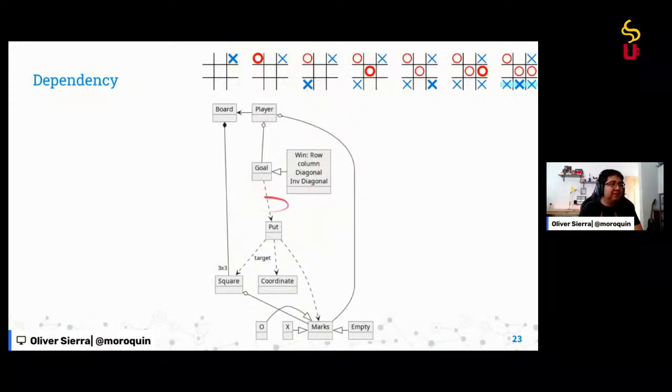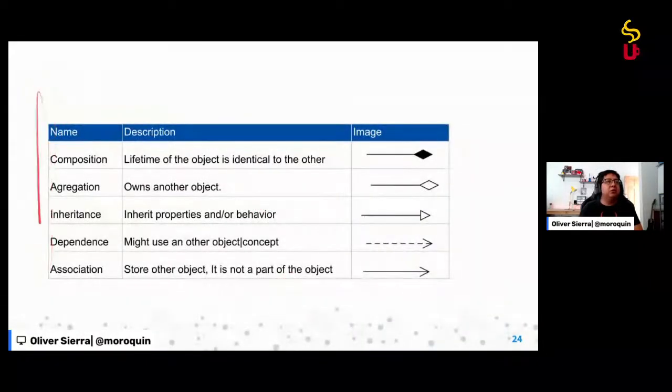And I am saying that the goal is to put a new mark in a new coordinate, and the target will be the square, the matrix itself. So I am using a dependency relationship here because whenever we put the mark, we are not going to use the recording of this event like that. So we don't need it like that, and it helps me to represent all this transition that is important, but it's not a part of the player like putting the mark, but it's an action that the player needs to do.